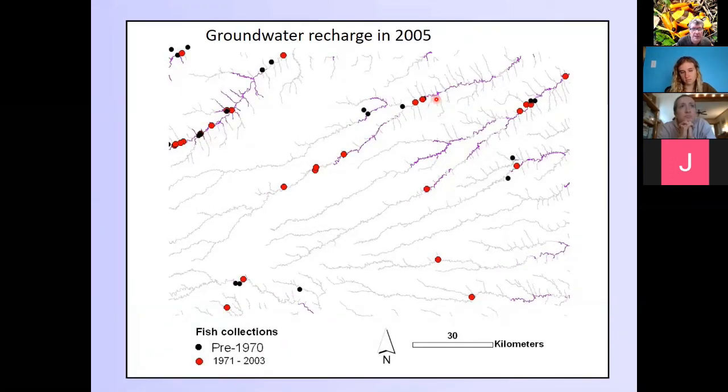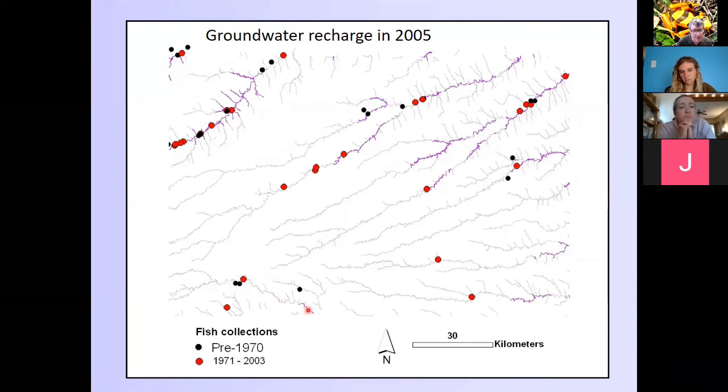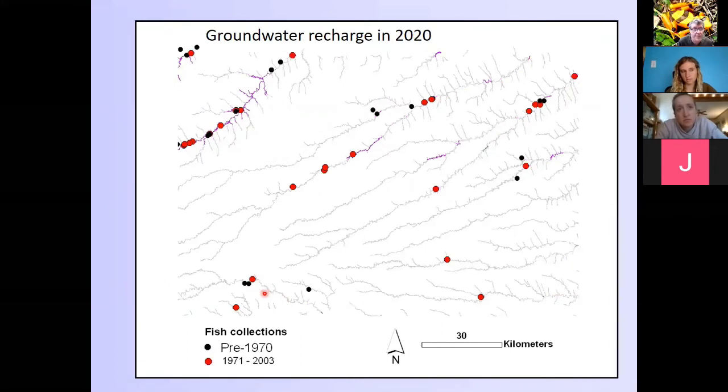So by 2005, let's toggle, see what happens to the purple. Look here, down here. In 2005, 1965, this is all purple and flowing all the time. It's all the way down to here. So now, these places where people were collecting fishes pre-70s and even by 2003 are not good refugia, right? The fishes are not able to make it. And by 2020, almost all gone, right? So now, this is just a little bit of purple here.